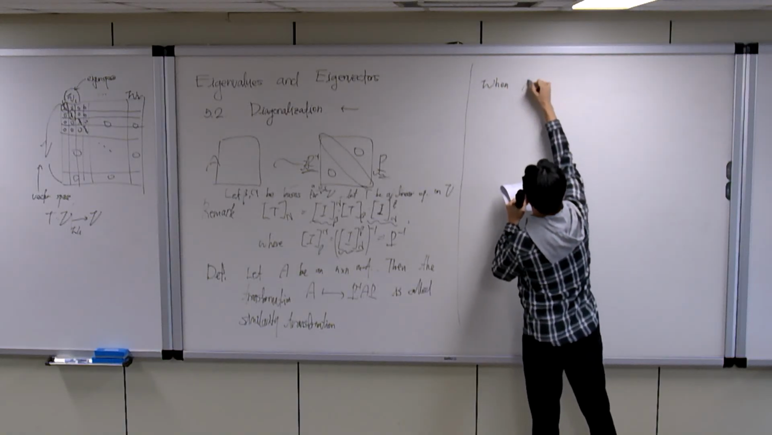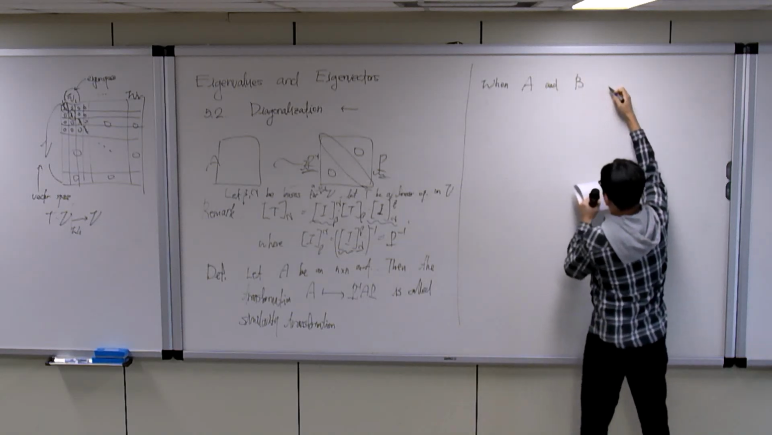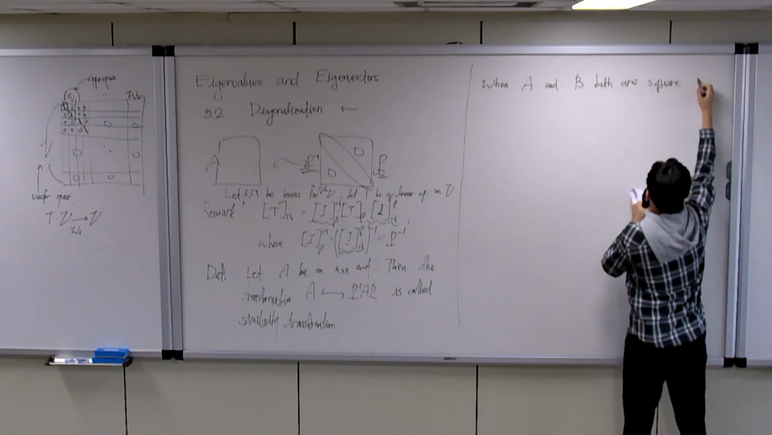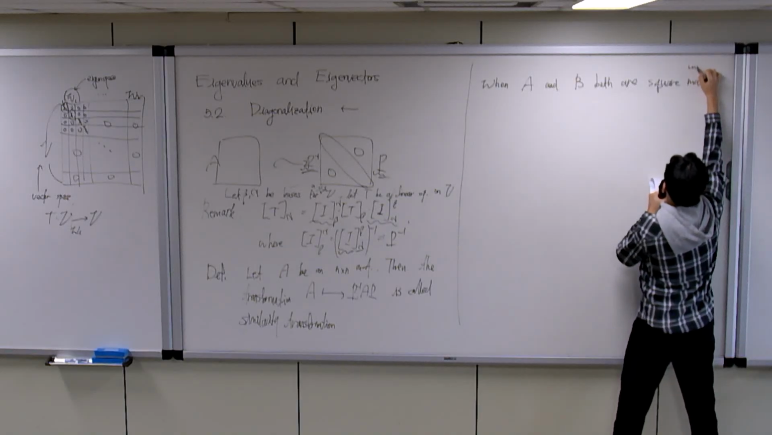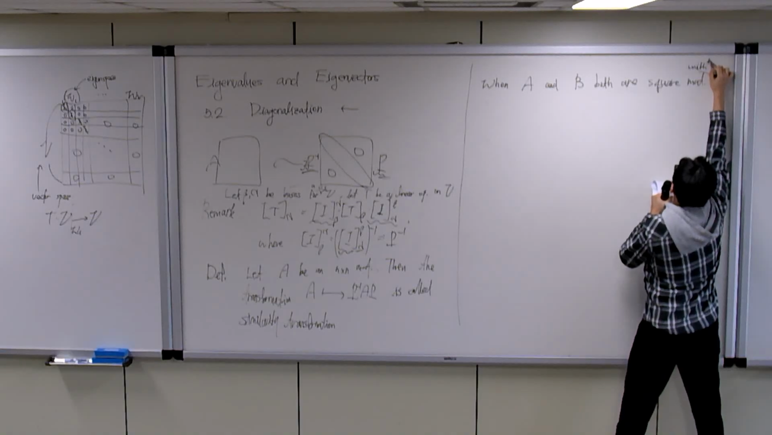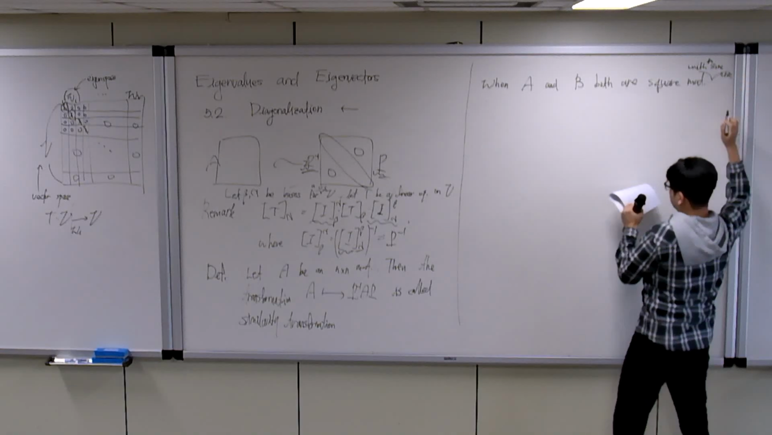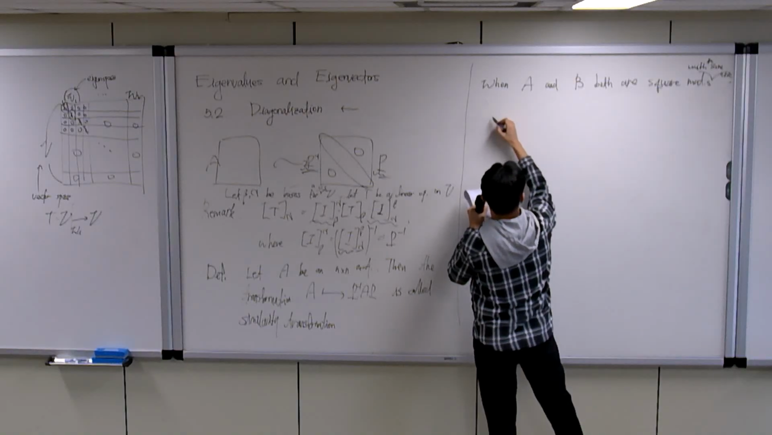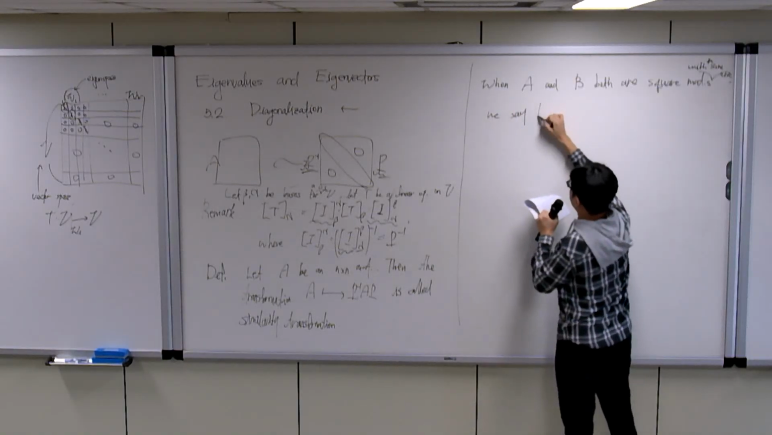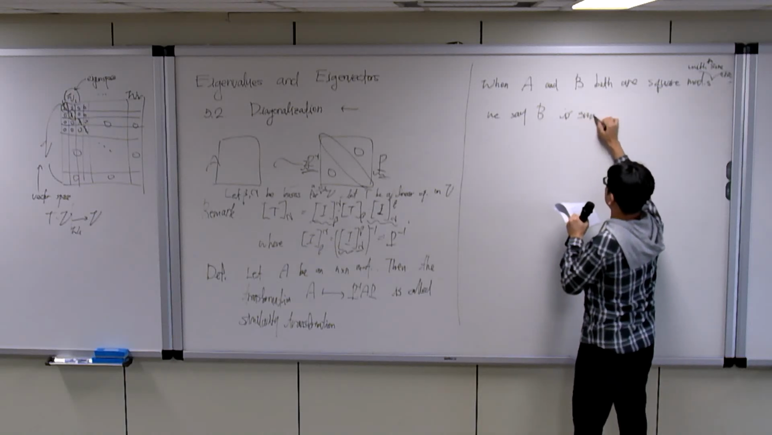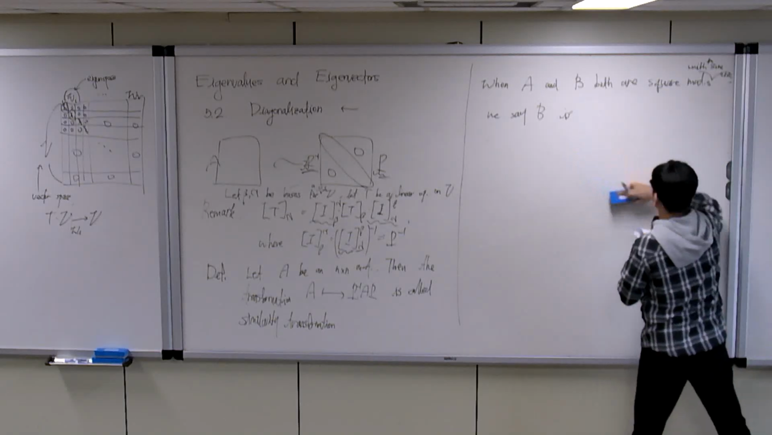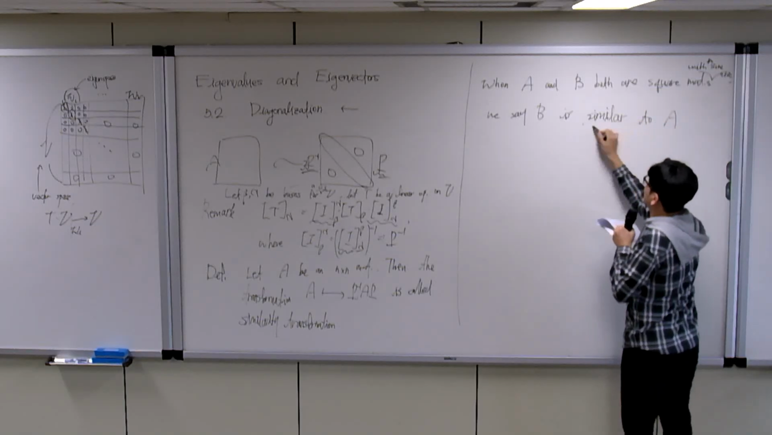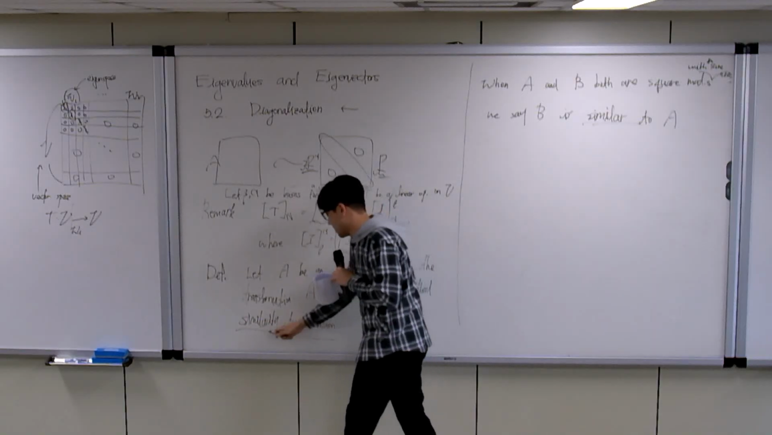when A and B are both square matrices with the same size, we say B is similar to A. So it actually means the same as the transformation.